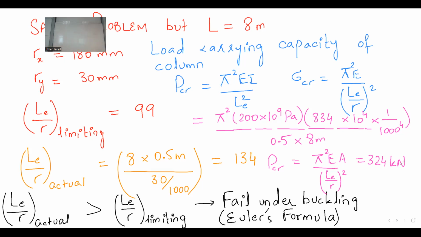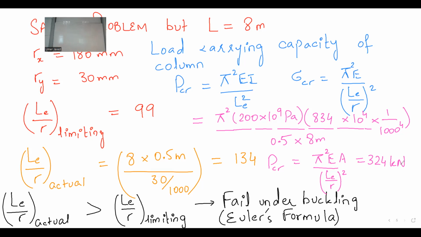We convert I. I selected I in meter to the power 4. The moment of inertia is BH cubed by 12, so it has meter power 4. I had millimeter power 4, so I divided that by 1000 power 4 to convert the millimeter power 4 to meter power 4.